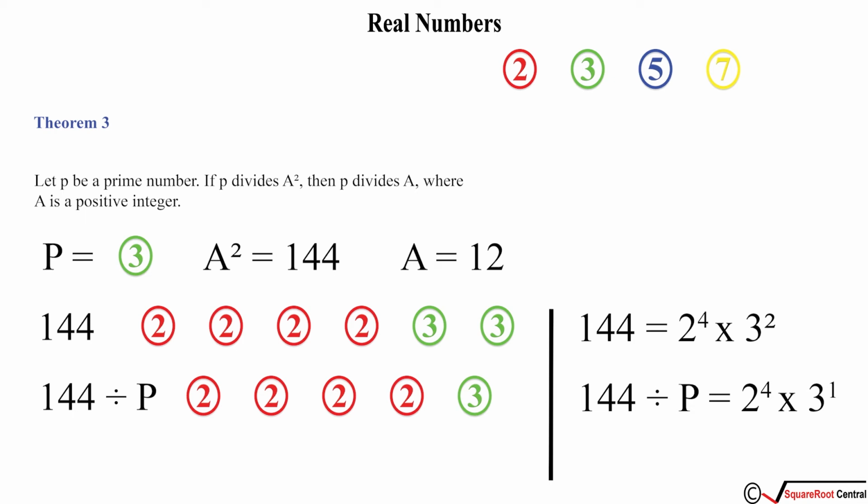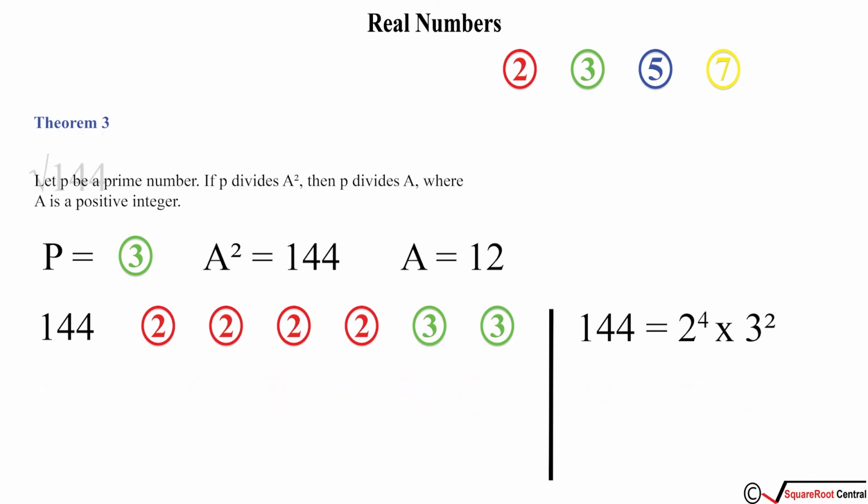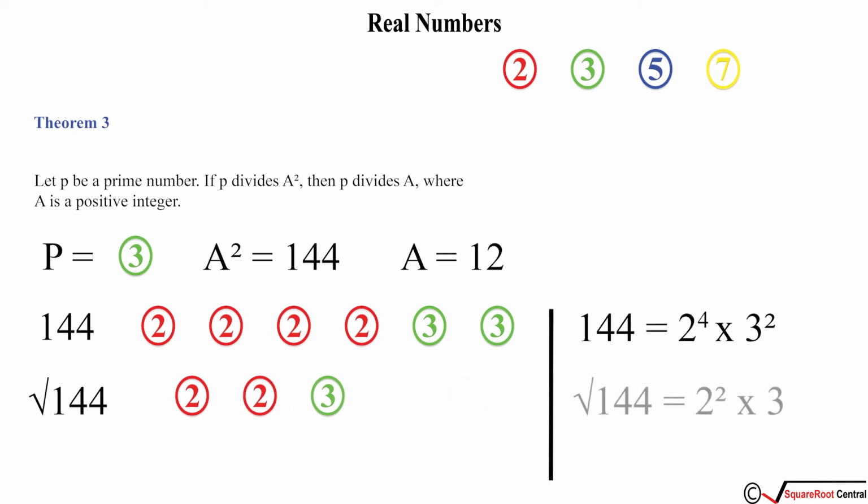Now let us see what happens when we find out the square root of 144, because 144 is A square. If we find out the square root of A square, we'll get A. So when we do a square root of 144, we would be reducing two common factors to 1. So we will be having square root of 144 as 2 multiplied by 2 multiplied by 3. This can be written as 2 to the power 2 multiplied by 3.